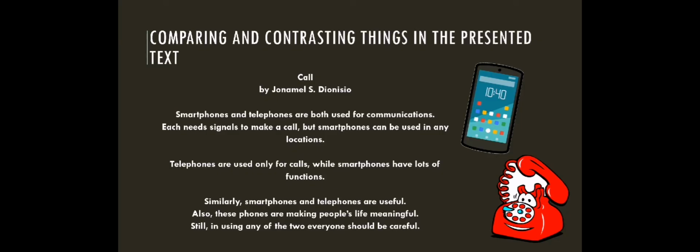In comparing and contrasting things in presented text, you have to ask yourself the following questions. Question number 1. What are the things being compared and contrasted? In this case, those things are smartphones and telephone. The next question is, how are smartphones and telephones the same? And the last question is, how are smartphones and telephones different?